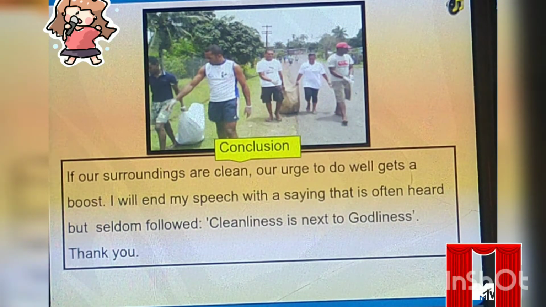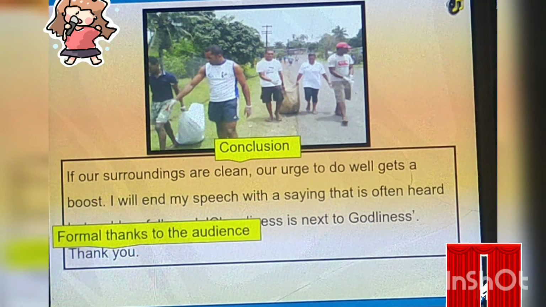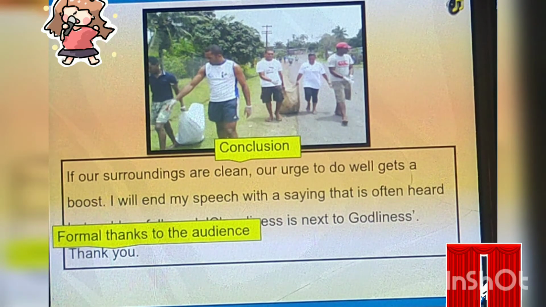Conclusion. Now this is the conclusion. If our surroundings are clean, our urge to do well gets a boost. I will end my speech with a saying that is often heard. What is often heard? That cleanliness is next to godliness. And finally, what you have to say? Thank you. That's all. Nothing more than that.